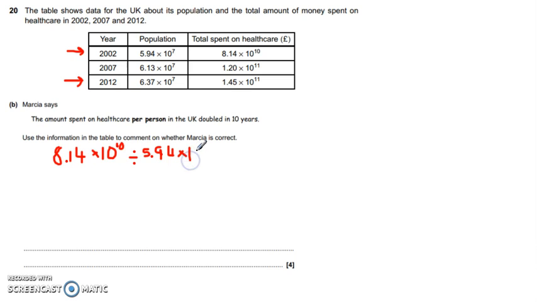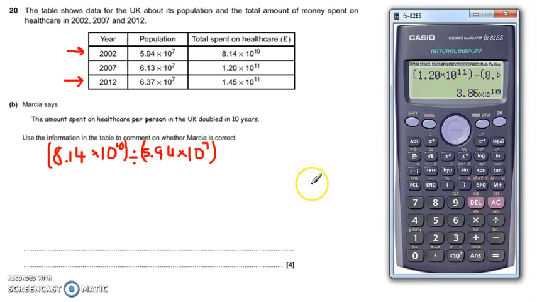Now we've got another standard form calculation. So I'm going to type this into my calculator, and I'm going to include brackets just so it doesn't get confused. So I'm just going to put brackets around the standard form parts on each end. So clear this off. We've got 8.14 times 10 to the power of 10, because that's the amount of money spent on healthcare in 2002, divided by 5.94 times 10 to the power of 7.